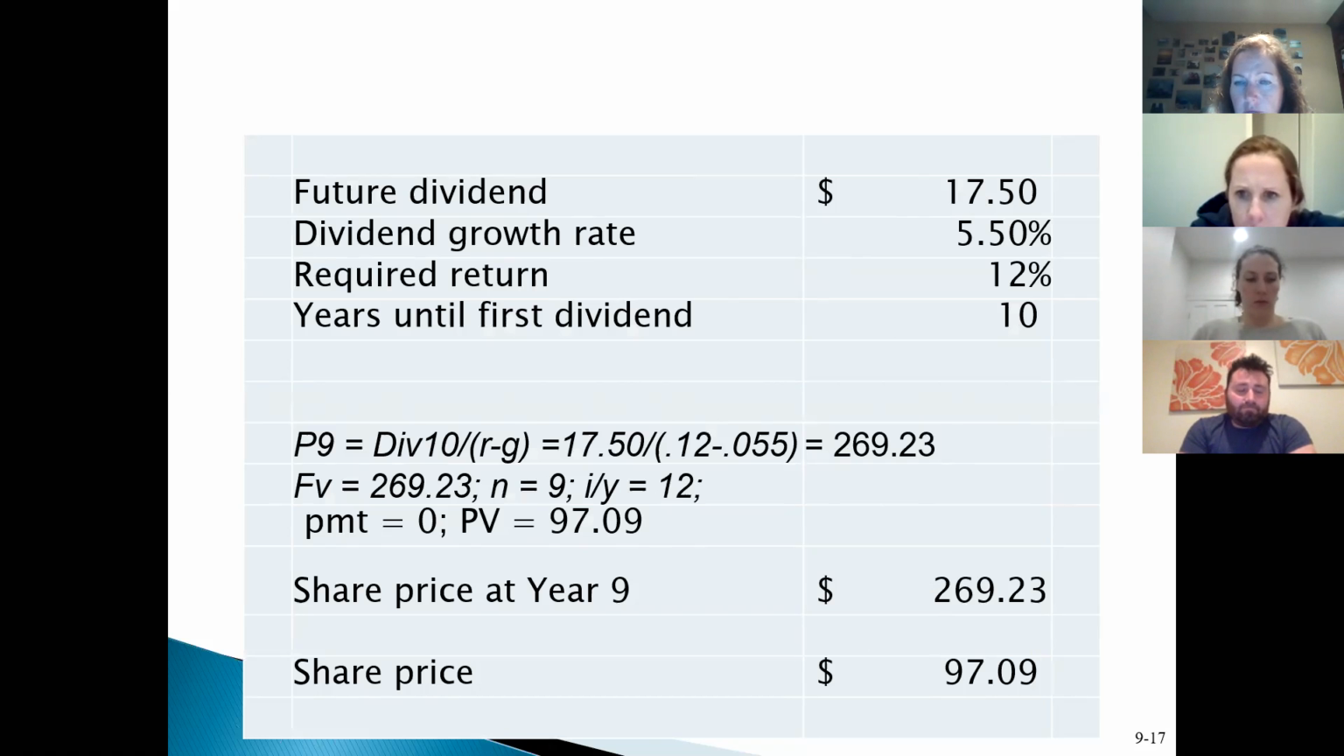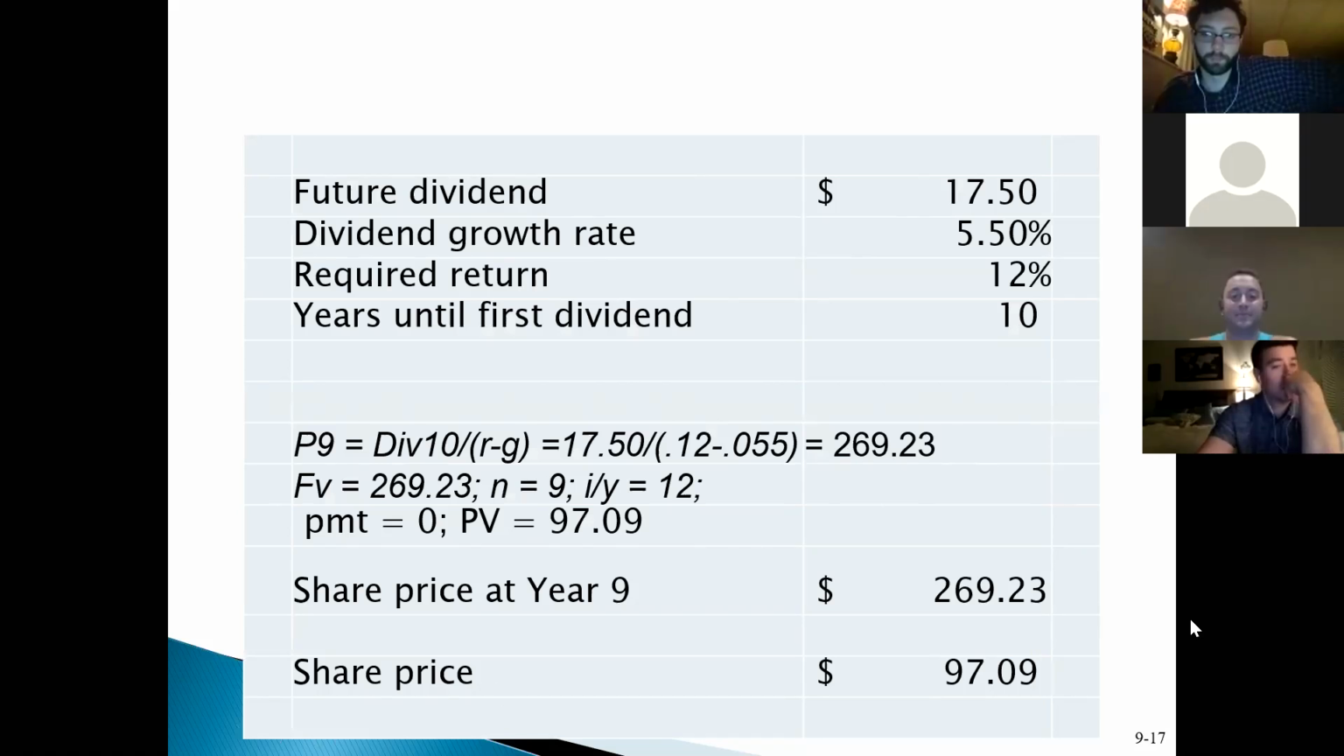So you're doing an equals PV formula. I want to know the price today, and I know some dollar amount out there in the future. You get it, Mallory? Yes, got it. Thank you. Sure. Anybody else have questions on that one? Good. All right, let's do one more problem.